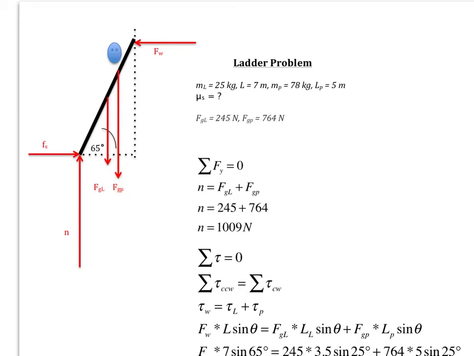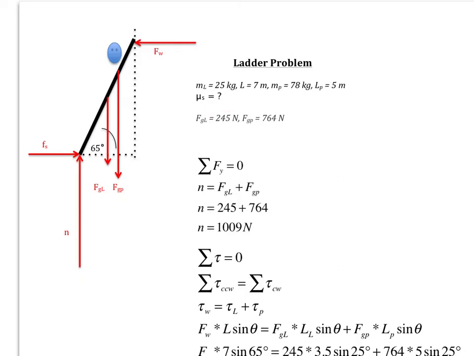All right, so the mass of the ladder is 25 kilograms. The length of the ladder is 7 meters. The mass of the person is 78 kilograms. And the person is 5 meters up the ladder, measured from down here up to there, 5 meters. The goal is to find the coefficient of static friction between the ground and the ladder.